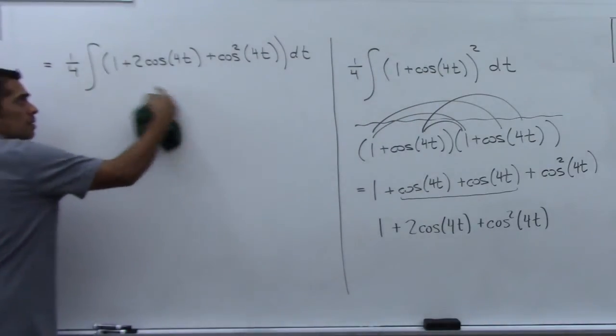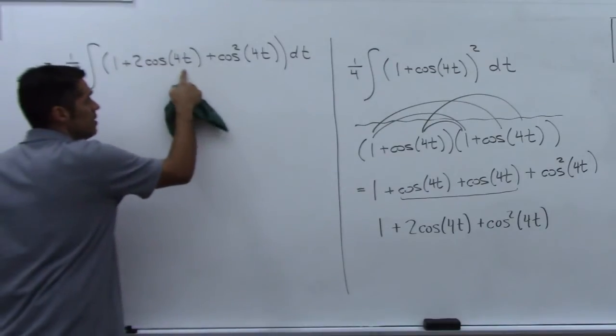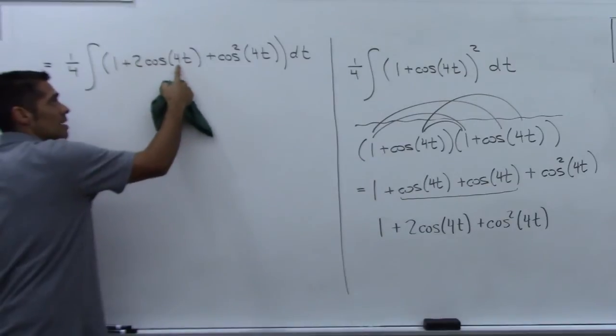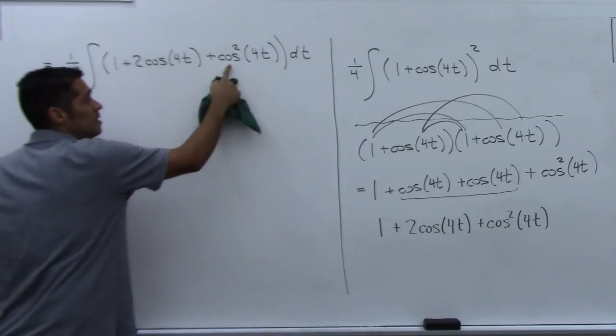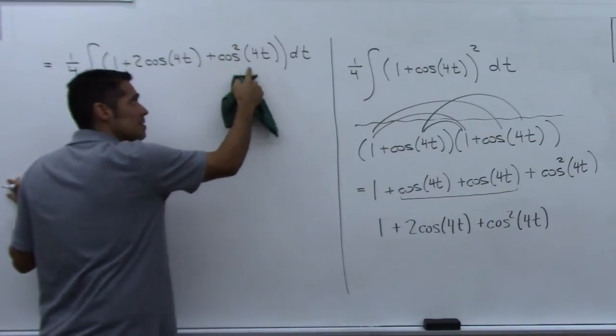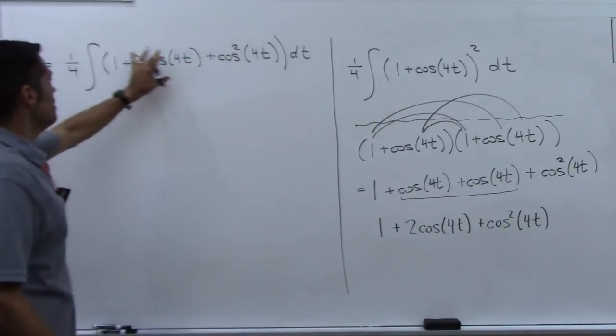Antiderivative of 1 with respect to t is just t. The antiderivative of this I should be able to do because it's just a cosine function. I've got an a in here, so I'm going to have to scale when I do this. But this one is a cosine squared, and I can't integrate that. And that's the one I'm going to have to do the formula on again. So let me take care of these two first.